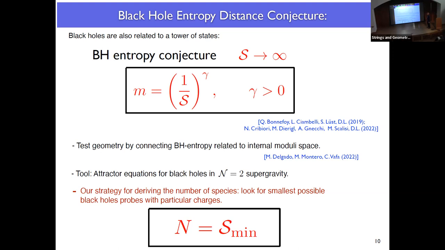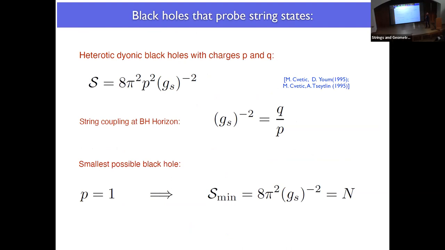So as I just said, our strategy for deriving the number of species is to look for the smallest possible black hole probes with some particular charges. So we now define S as the minimum of some particular black hole entropy. So let us give a few examples.